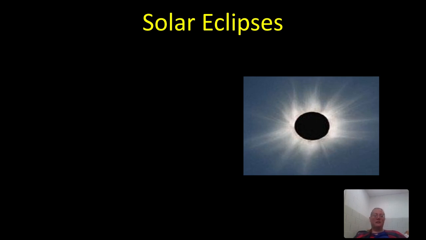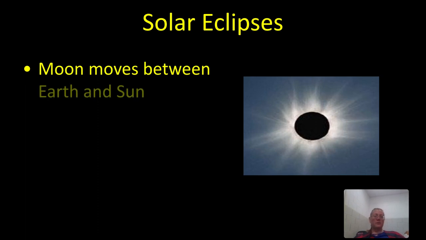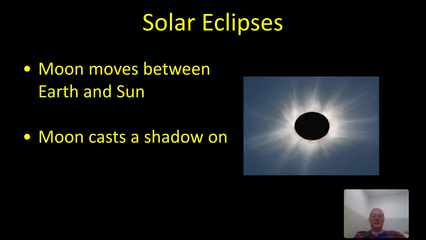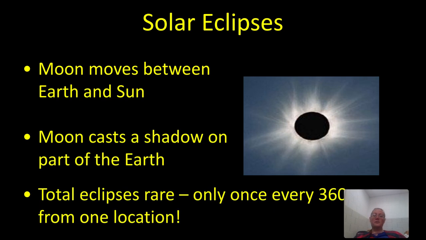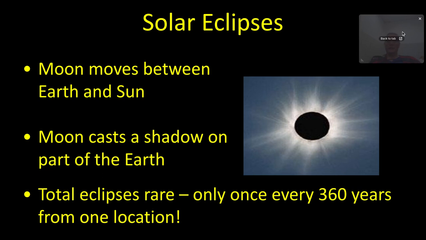Solar eclipses, totally different. The moon is moving between the Earth and the sun. So that means the moon is casting a shadow on part of the planet, Earth. This is really rare, and it only happens once every 360 years on any given location. It does happen every 2 to 4 years that we'll see a total eclipse, but in a given location is really, really rare.